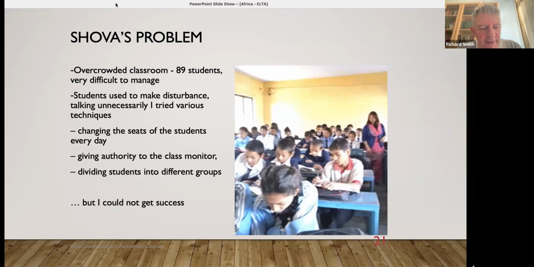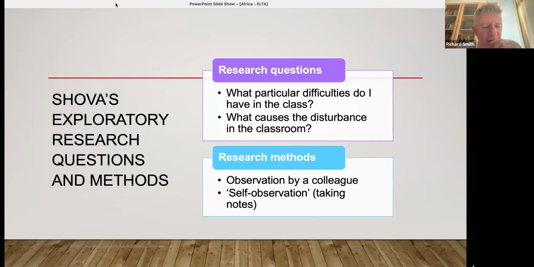And she tried different things: changing the seats of the students every day, giving authority to the class monitor, dividing students into different groups, but she couldn't get any success. So she came up with these questions with her mentor, to explore the situation. She had a general idea, but she wasn't quite clear what the real problem was. What particular difficulties do I have in the class, and what causes the disturbance in the classroom?